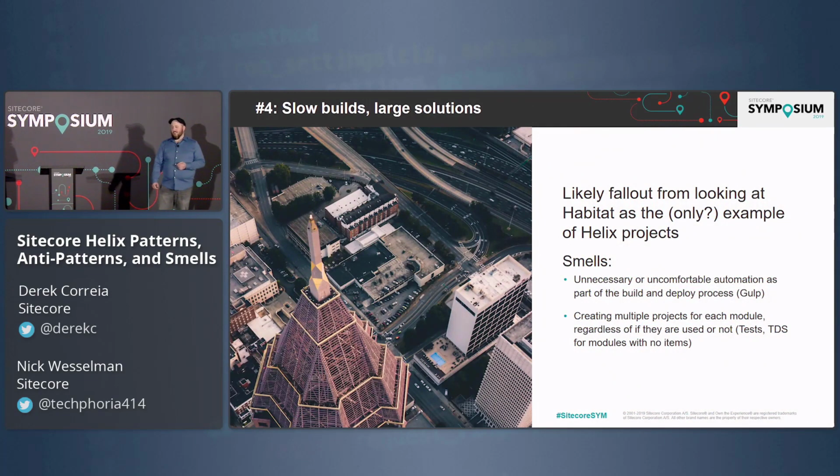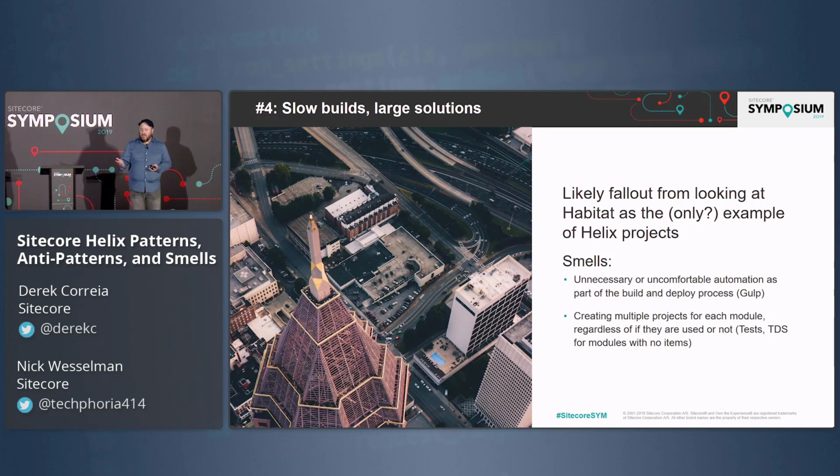Slow builds, large solutions. I think coming back to Habitat as the only solution that people had a chance to look at early on for a Helix solution, this is kind of a side effect of that, right? And the way this manifests in what we've seen is a lot of people using Gulp even though they're not really fond or familiar with Gulp, for example. So there's a little bit of cargo cult there, but again, we didn't have enough examples out there to show you that Gulp wasn't really a requirement or the only way to do things. It was just what was in Habitat as a task runner.